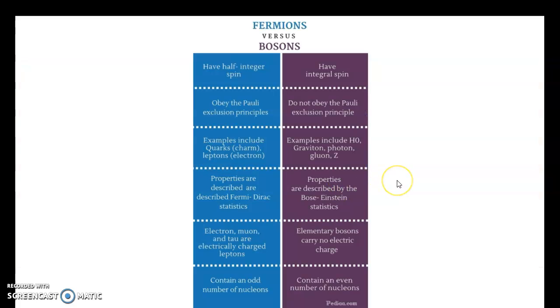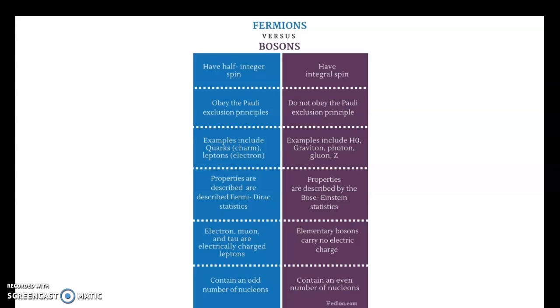And here's another nice little graphic. So fermions have half integer spin, bosons have integral spin. Fermions obey the Pauli exclusion principle, bosons do not. Fermions include quarks and leptons. Bosons include different things. And you can see right here, properties are described by Fermi-Dirac statistics. That's fermions. Bose-Einstein statistics are bosons. And then the rest of this you can read on your own.